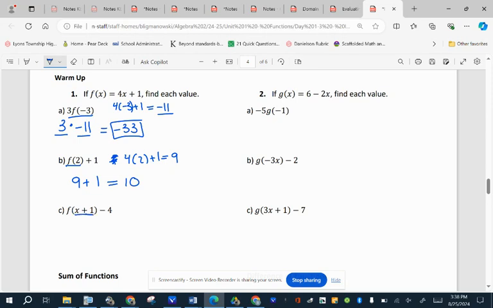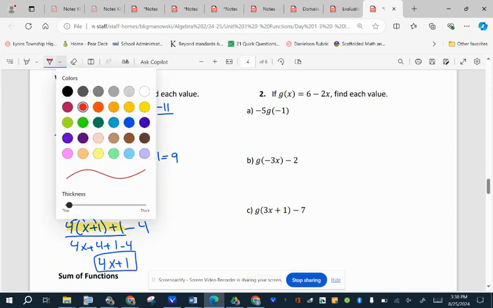Now this is a little bit trickier. We're going to plug x plus 1 into x. So instead of x, it's going to be x plus 1 minus 4. So now again, this is the whole f function. So f of x plus 1 is 4 times x plus 1, plus 1 minus 4. We're going to distribute, then combine like terms. I'll be left with 4x plus 1.